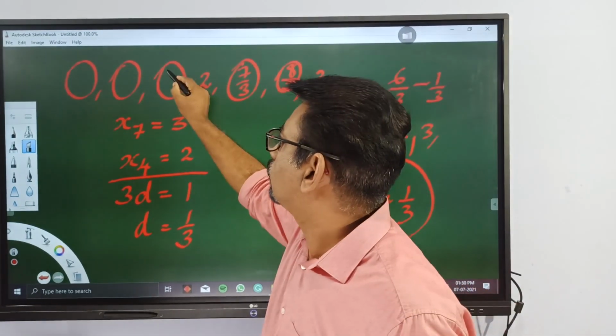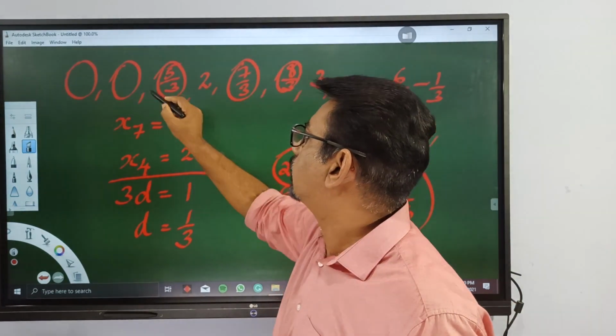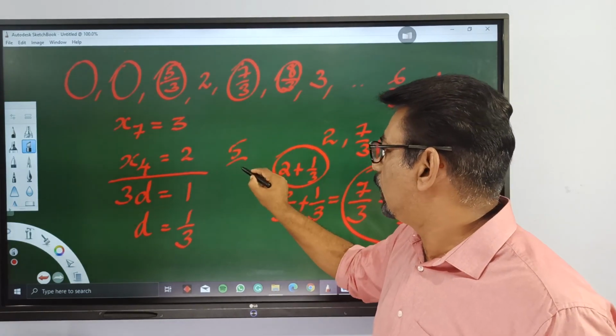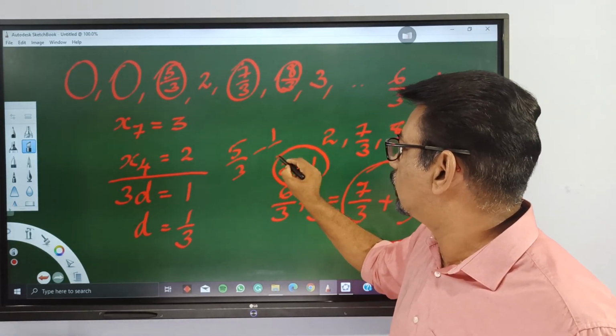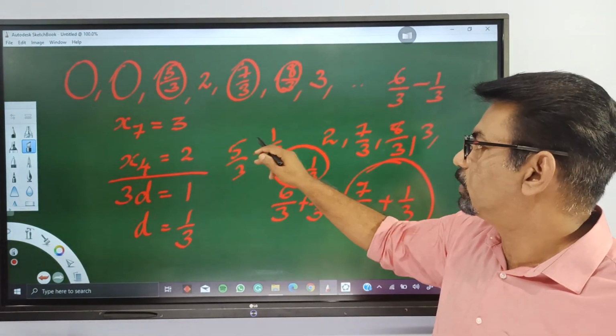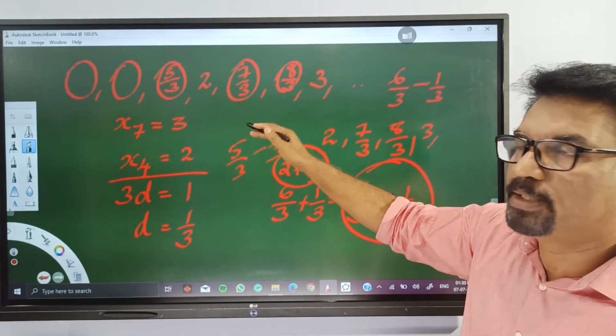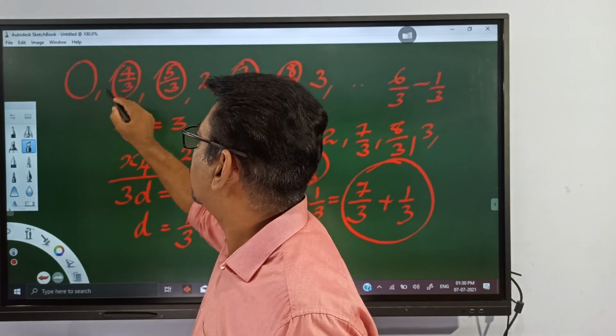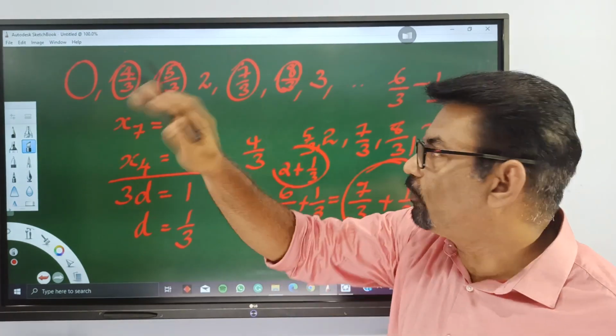Therefore you can write 5 by 3. From that 5 by 3, we again have to subtract 1 by 3. Subtracting 1 from 5 gives 4. So the answer is 4 by 3. Then what if we subtract one more 1 by 3?